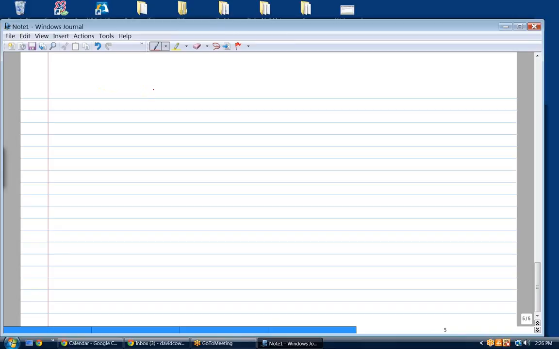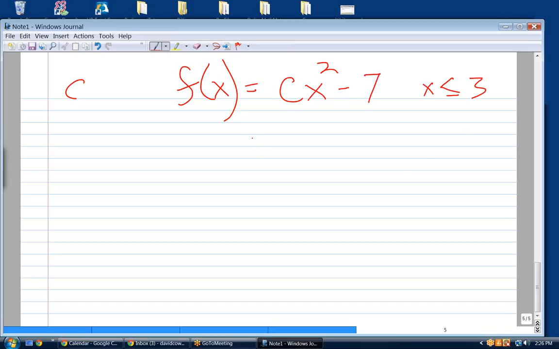Okay. It's find the value of c such that f of x is equal to, and it's a piecewise function, c of x squared minus 7 if x is less than or equal to 3. And then the other one is c of x minus 3 if x is greater than 3. And then find the value of c such that that is continuous on R.